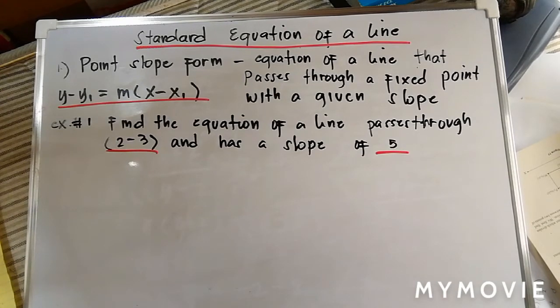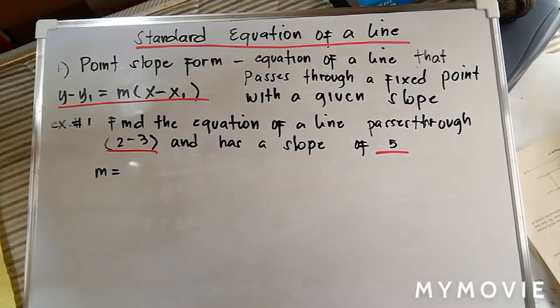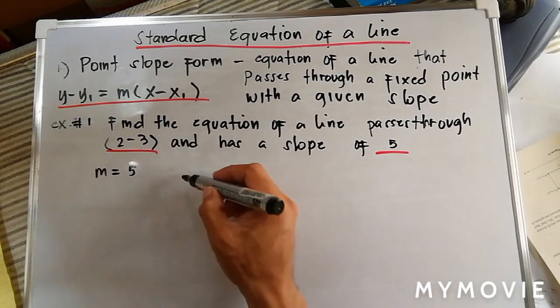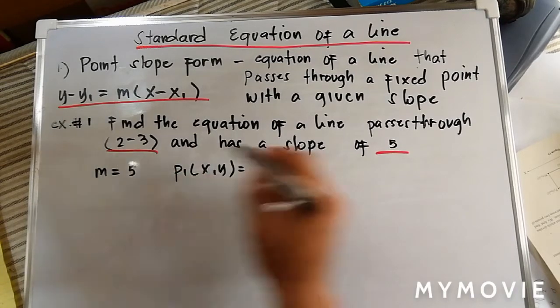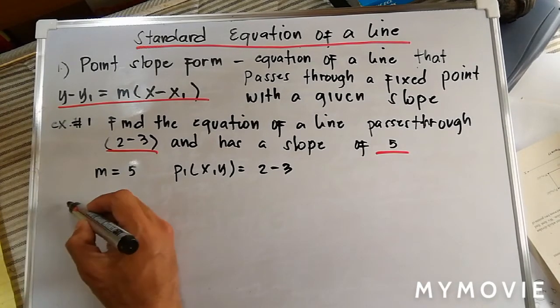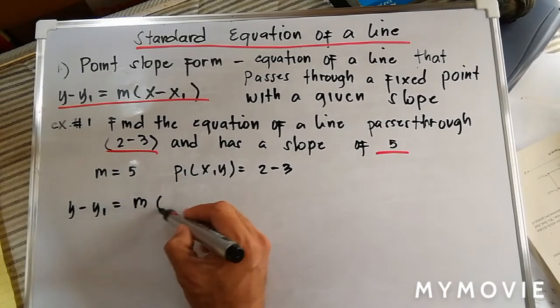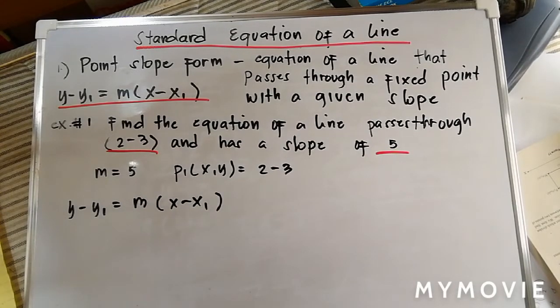The next thing that we can do here is determine the slope and the point. Slope is m. Usually they use m to represent slope. So that's 5. And then we have a point 1, which is x and y, so that is 2, negative 3. Based on the definition of point slope form, we're going to use the formula y minus y sub 1 is equal to m times x minus x sub 1. So this is the formula for point slope form.